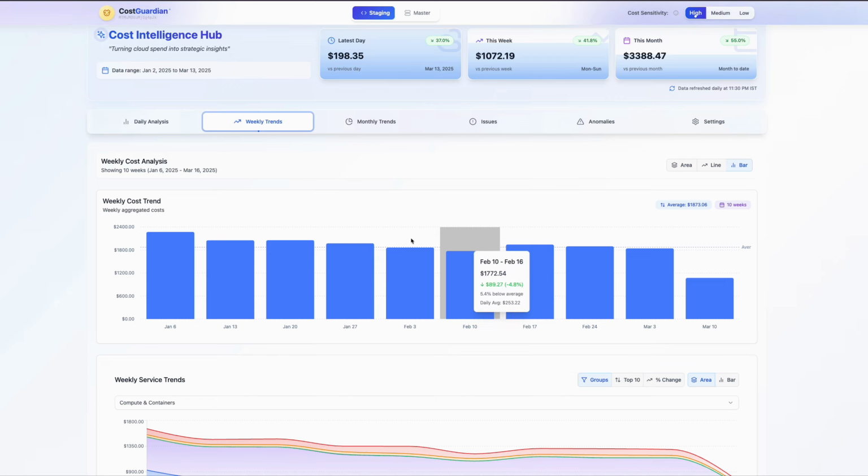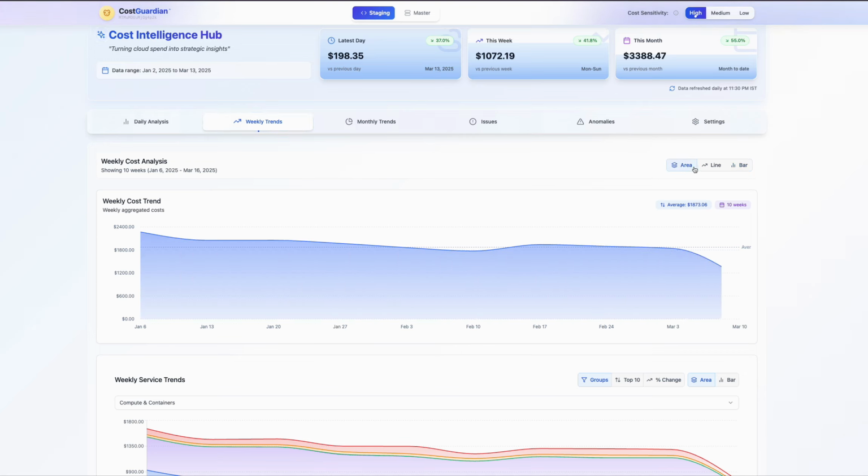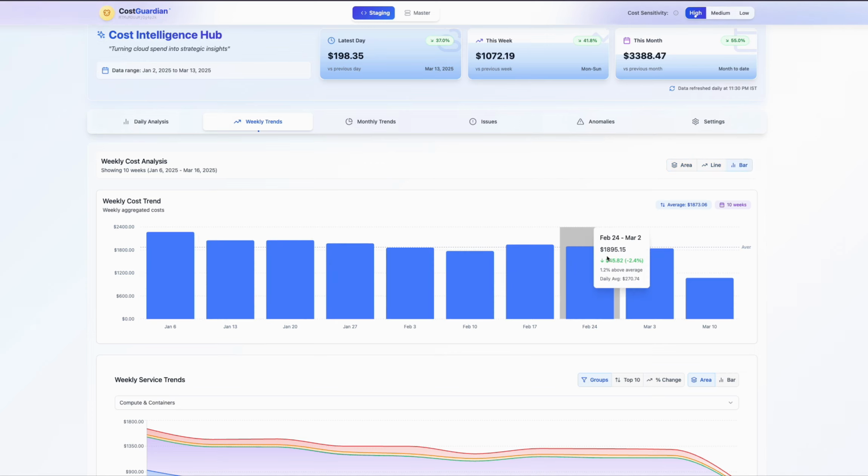We do an average calculation over the complete data, and then we can compare each individual week with the average cost, the previous week, and the daily average for that week that you were paying. We have a different set of visualization graphs. Based on your comfort, you can choose an area graph, line graph, or bar graph. They cover similar data.